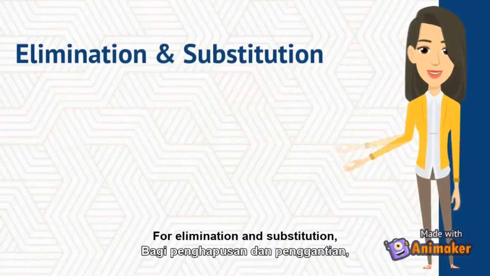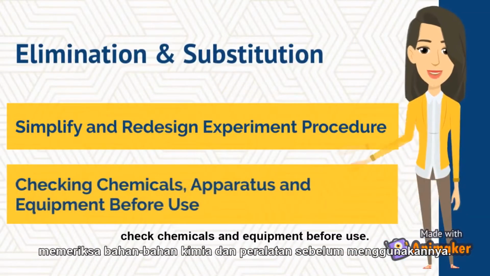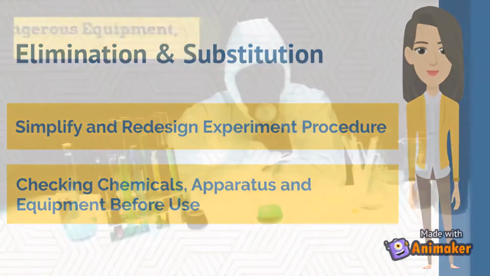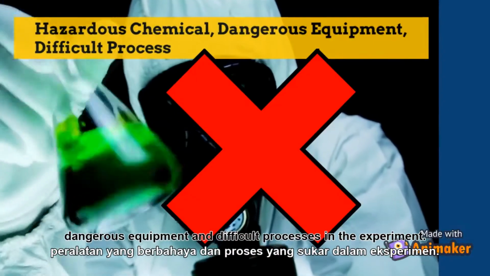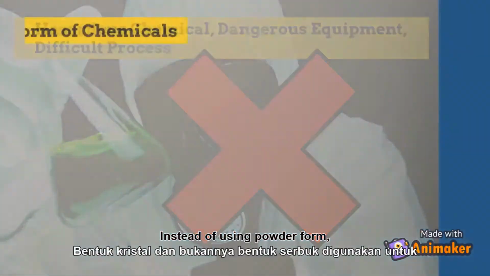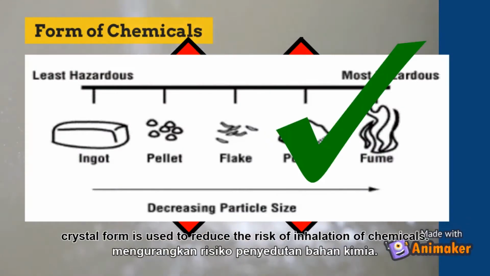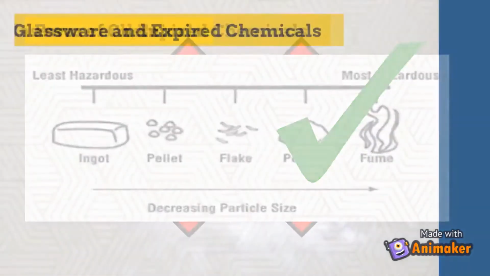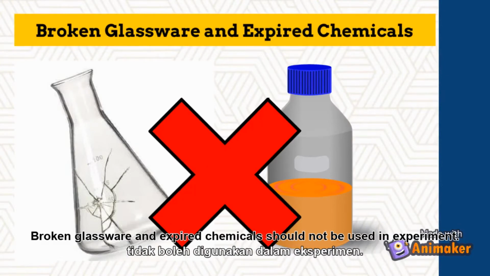For elimination and substitution, teachers should simplify experiments and check chemicals and equipment before use. Avoid using hazardous chemicals, dangerous equipment, and difficult processes in the experiment. Instead of using powder form, crystal form is used to reduce the risk of inhalation of chemicals. Broken glassware and expired chemicals should not be used in the experiment.